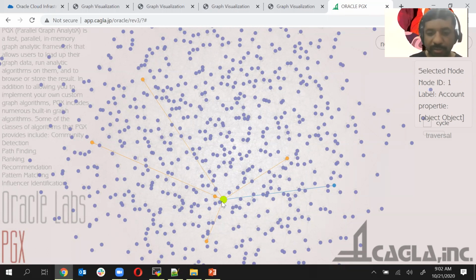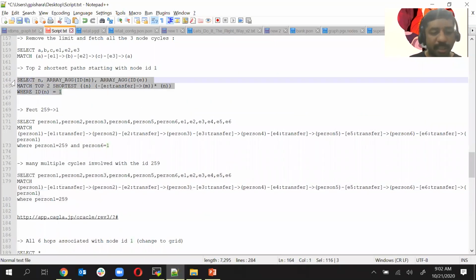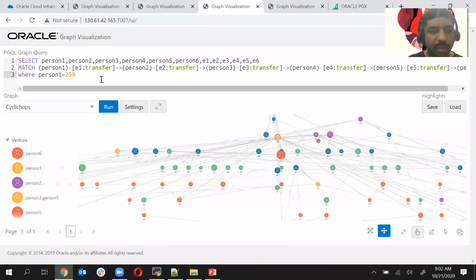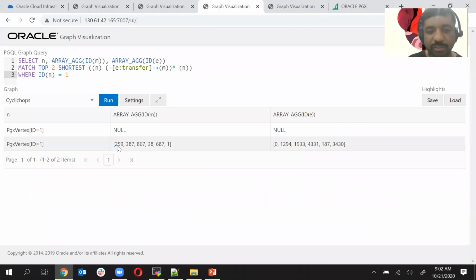And if you look here, it's the same node ID, node ID 1. So if I have to run that particular query once again to find the shortest path, I'll go back here. I'll run that particular query, which would then retrieve the shortest path. So we can see it starts with node ID 1, and then it goes to 259, to 387, to 867, to 38, to 687, to 259, and then again back to 1. That's how the story goes.